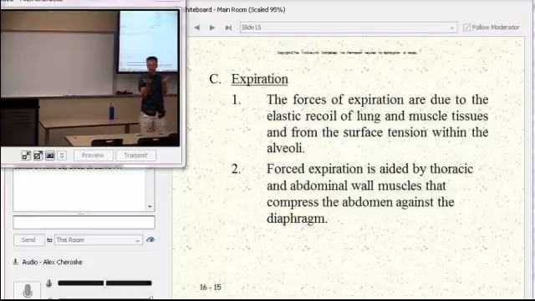So you can forcefully exhale, and you recruit these extra muscles. But if you're just doing normal breathing, it's just relaxing the other muscles and allowing that space to get smaller again. Okay?